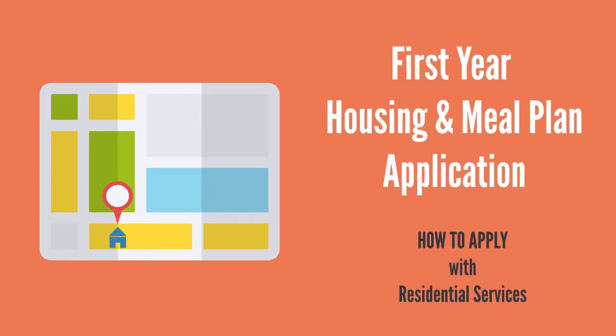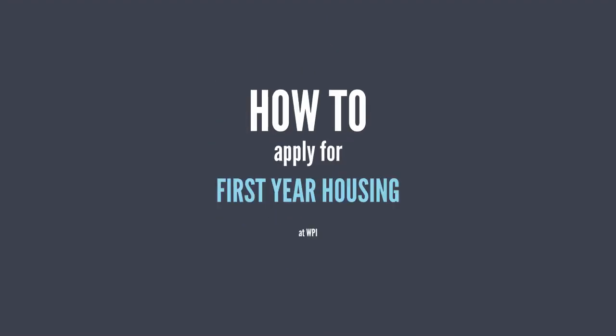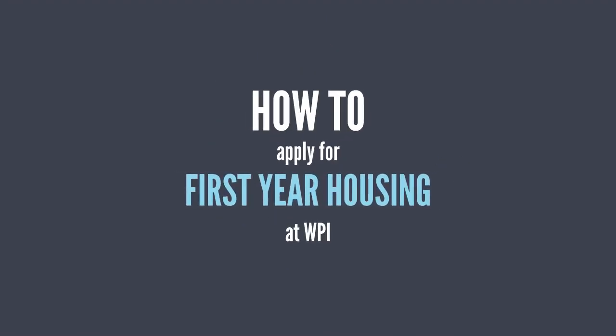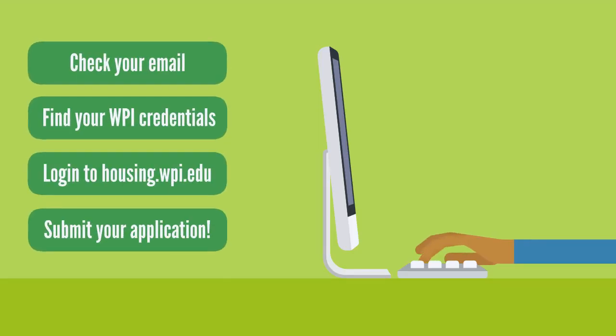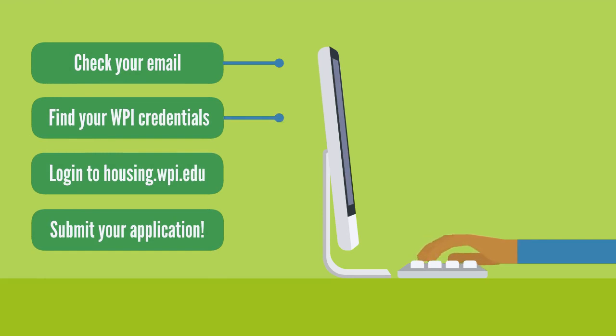Hi all, this video will give you an overview of the first-year housing and meal plan application process for the 2019-2020 academic year. To get the process started, check your personal email for your WPI login credentials. Once you find this information, log into your WPI email account to create your credentials.